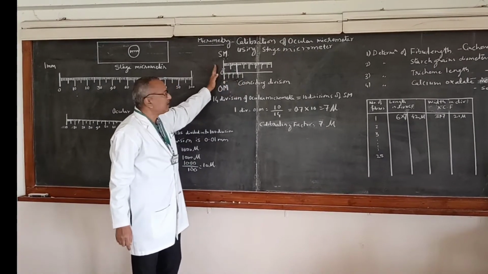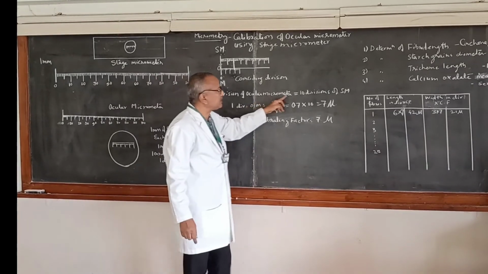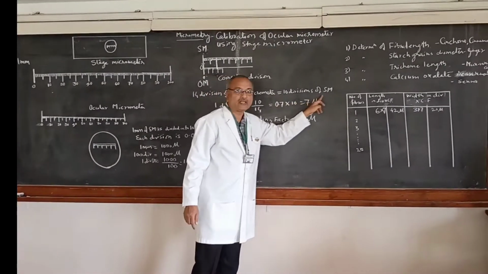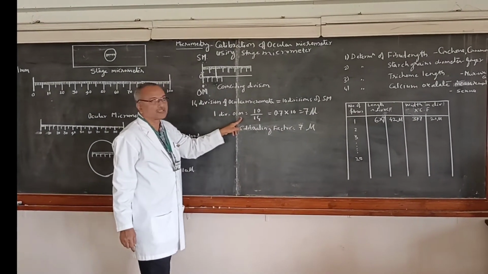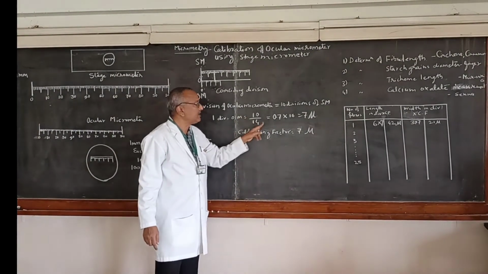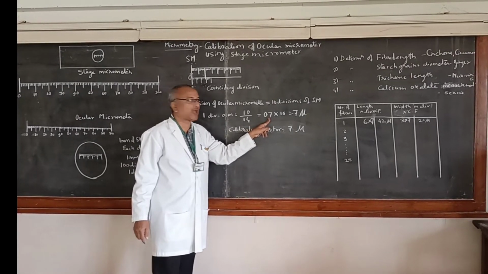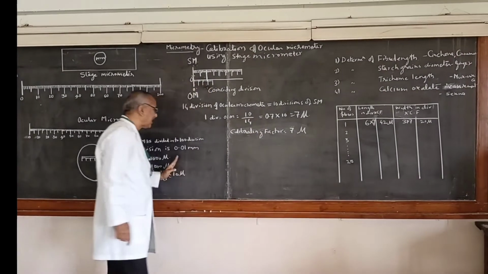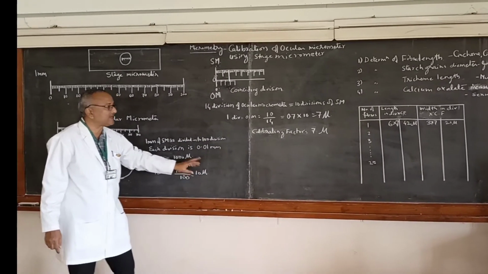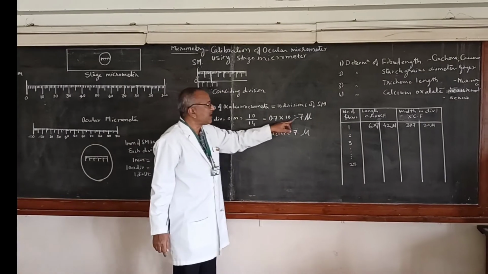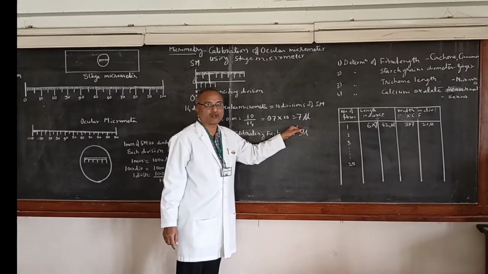Okay, so for the calculation purpose, 14 divisions of the ocular micrometer is equal to 10 divisions of the stage micrometer, and 1 division of the ocular micrometer is equal to 10 divided by 14, that equals 0.7. This doesn't have any units, but when you multiply it with 10 microns, we consider it as a calibrating factor, and the total value of this calibrating factor will be 7 microns itself.